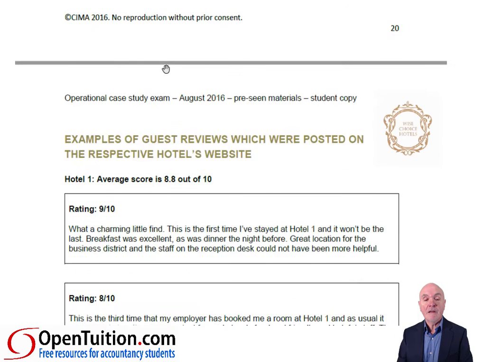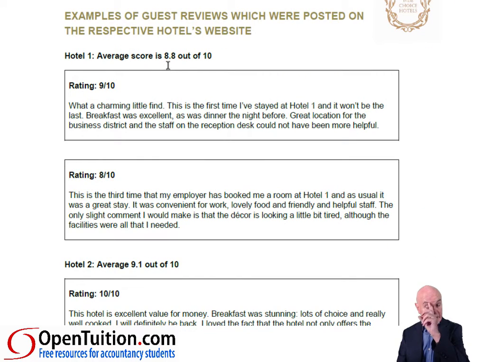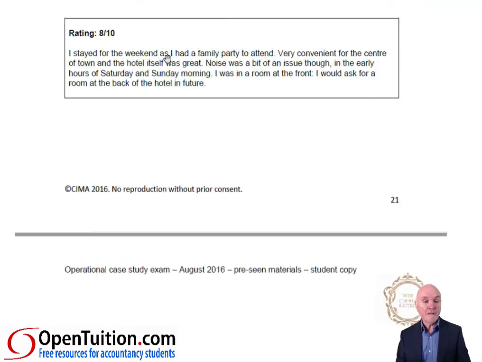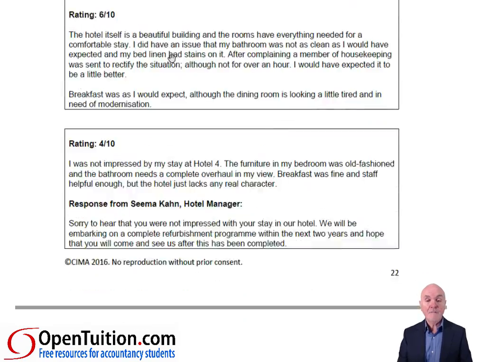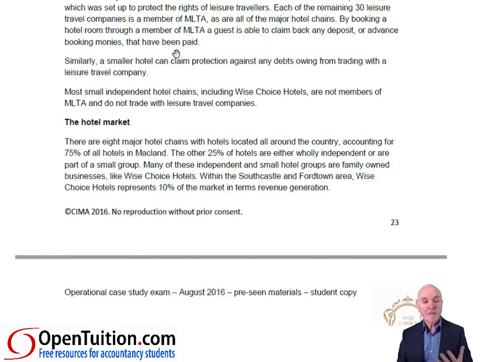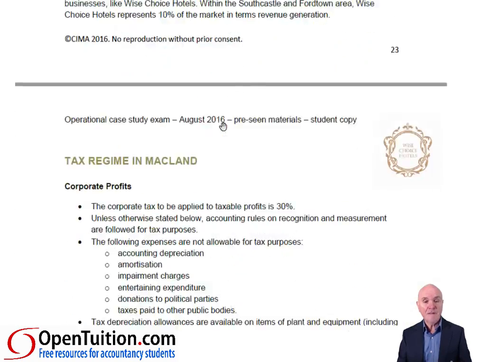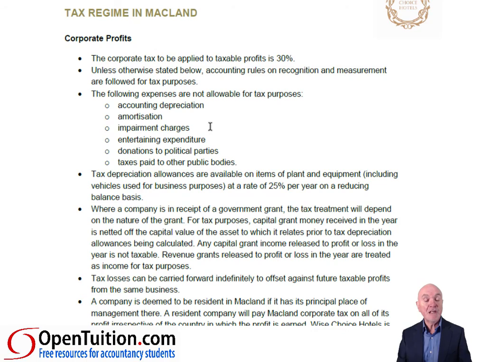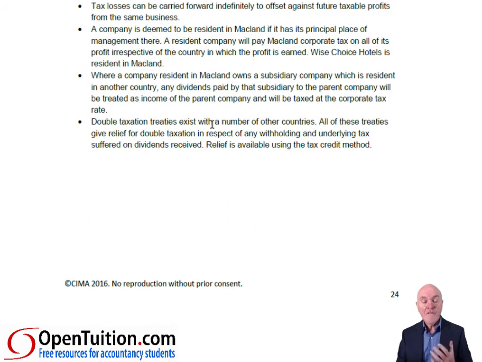And we have guest reviews, because there may be some suggestions about quality coming out, what people think about the quality of the hotels. Type of guests, industry information, the hotel market, there's something about your competitors in here, a bit about the tax regime in the country involved. Very, very comprehensive indeed. 25 pages in this, and it's important.